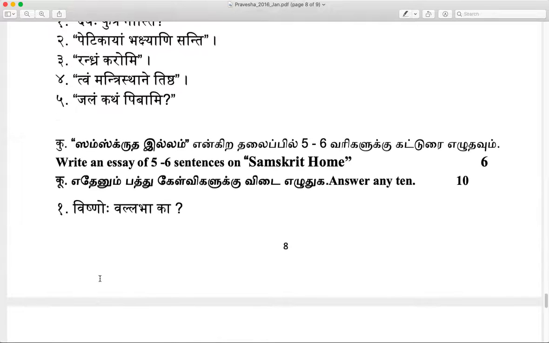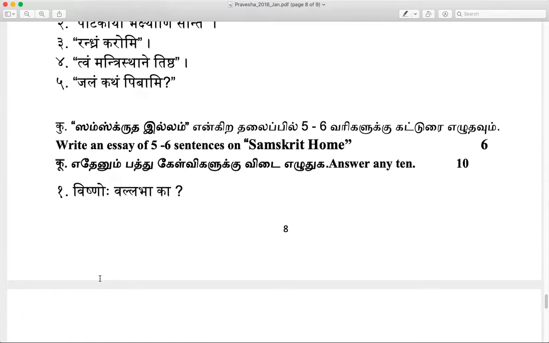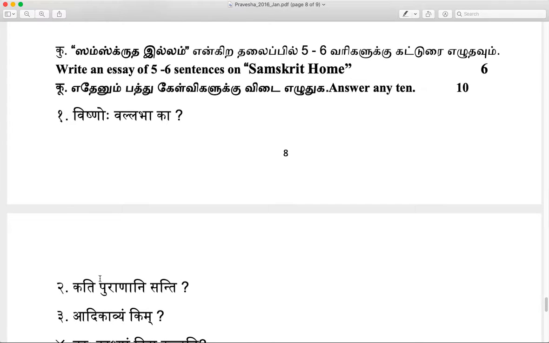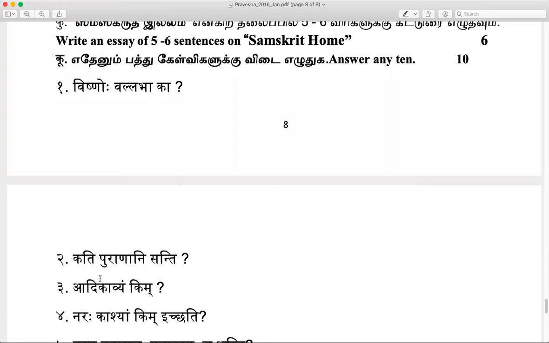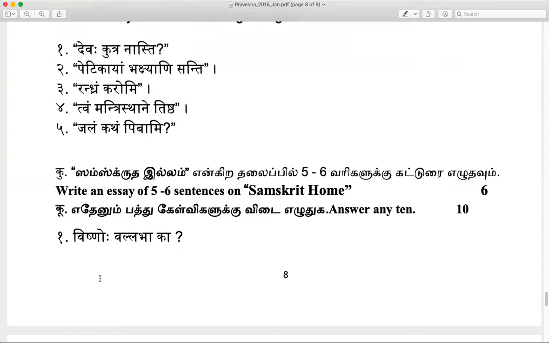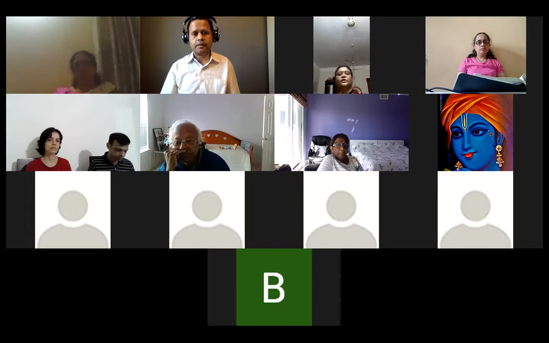Jalam katham pibami. Kakaha, the Chaturaha Kakaha story. When seeing a pot with a little bit of water, a crow thought how to drink water from the pot. That is when he said Jalam katham pibami. Satyam. So this is what we should write. That's all. Okay. Thank you.